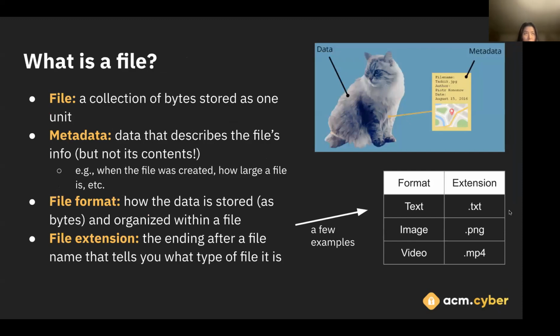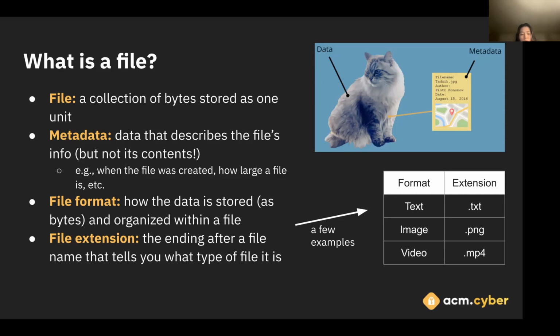For the main topic of today's workshop, we're talking about files. A file is a collection of bytes stored as one unit. There's a distinction between the file contents itself and the metadata. The metadata describes the file's info. For example, maybe your data is a picture of a cat, but your metadata is the specific information, like when this image was created, how big it is, or what day it was taken or edited.